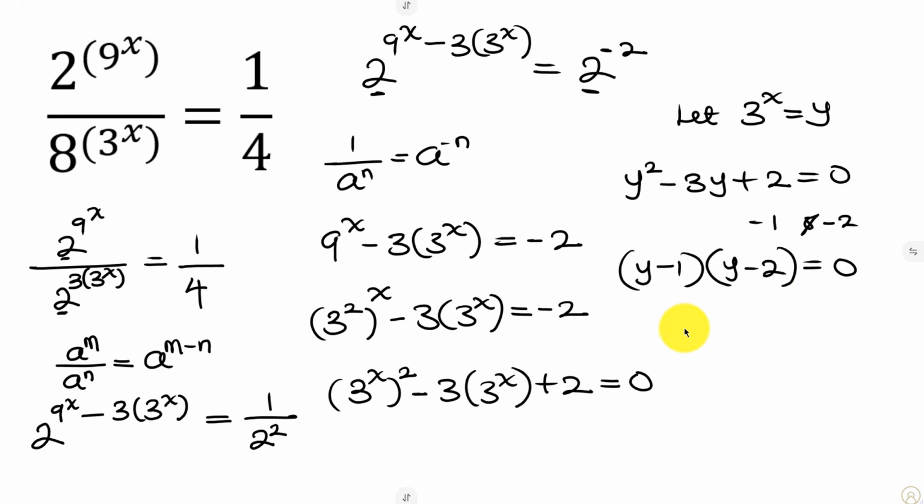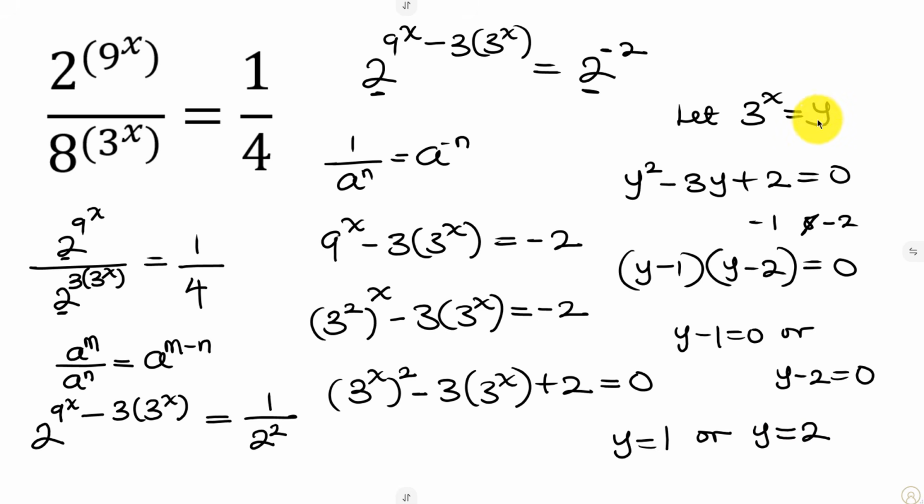So we have two cases. We have y minus 1 to be 0, or we have y minus 2 to be equal to 0. For the first case, which is this, I can move negative 1 to the right hand side so that I have the value of y to be 1. Or for the second case, we also move negative 2 to the right hand side so that I have the value of y to be equal to 2. Very good. Now let's substitute back these values of y here. Recall that 3 to the x is equal to y.